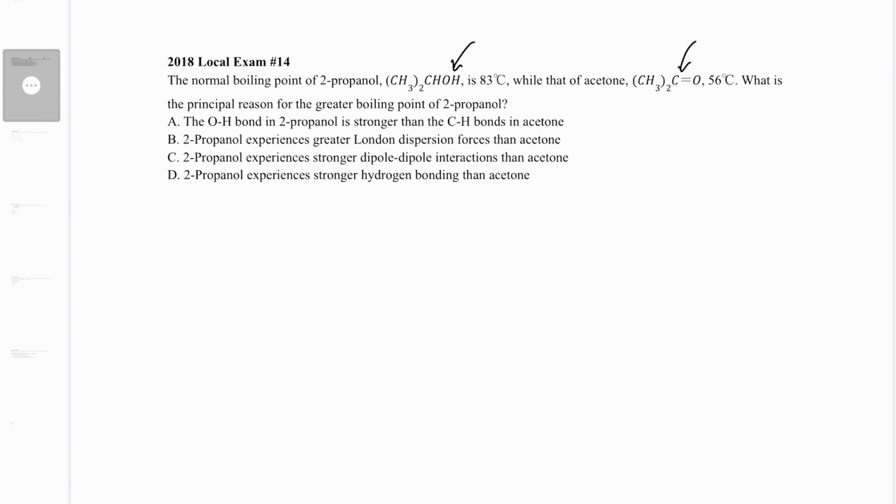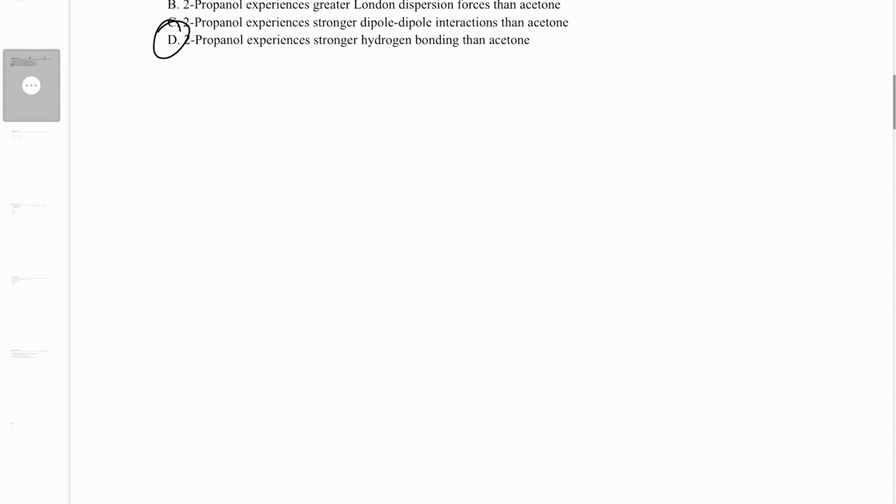But the thing with the OH is that since you have a hydrogen bonded with one of three highly electronegative atoms, fluorine, oxygen, and nitrogen, in this case we have oxygen, because of that you now qualify for hydrogen bonding. Hydrogen bonding is a really strong type of dipole-dipole interaction, and it really helps to accentuate the intermolecular forces of a molecule. And that's going to be what's responsible for bringing up the boiling point. So which answer choice talks about hydrogen bonding? That's going to be answer choice D. So that's our answer. Let's go to question 15.